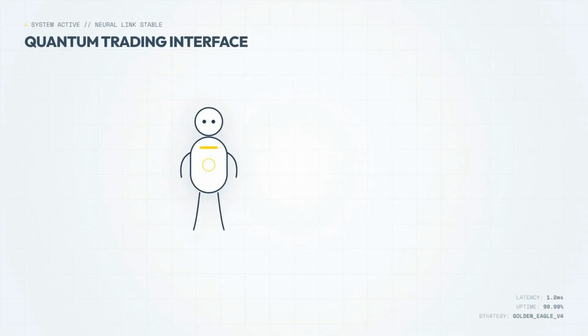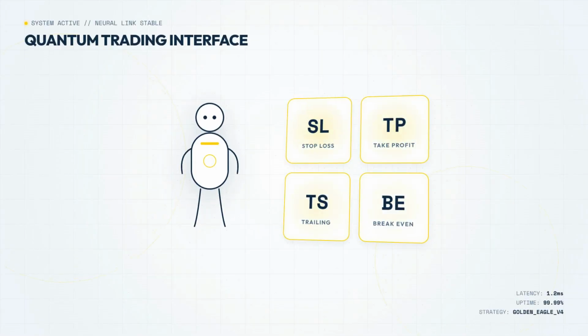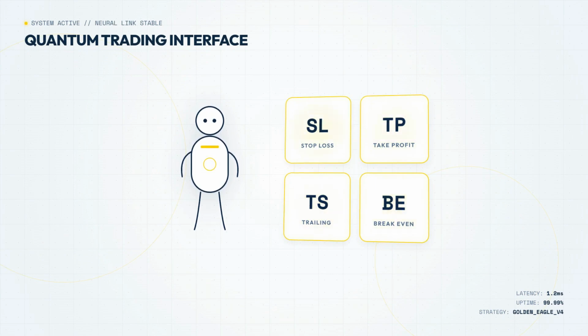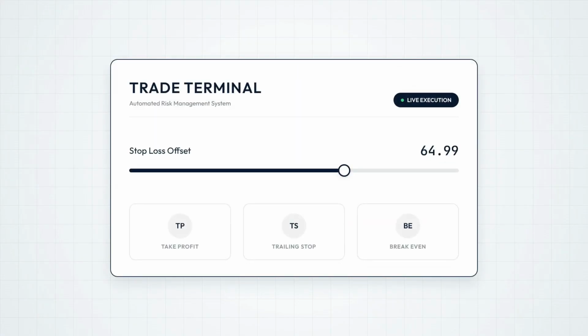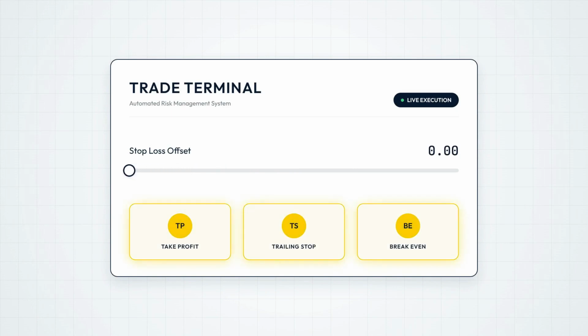The system includes a full set of position management tools: stop loss, take profit, trailing stop, and break even. Stop loss and take profit are set in points and calculated automatically at entry. Stop loss can be fully disabled by setting it to 0. Positions are then managed by take profit, together with trailing stop and break even.